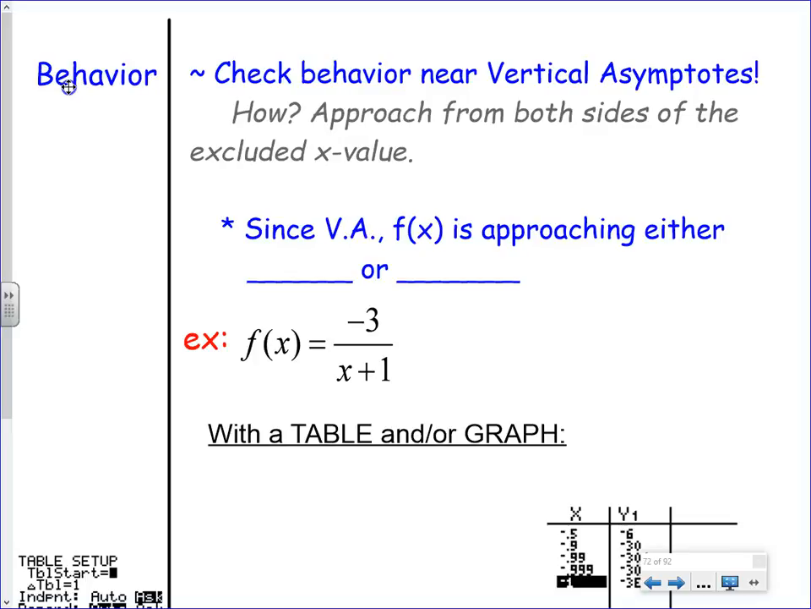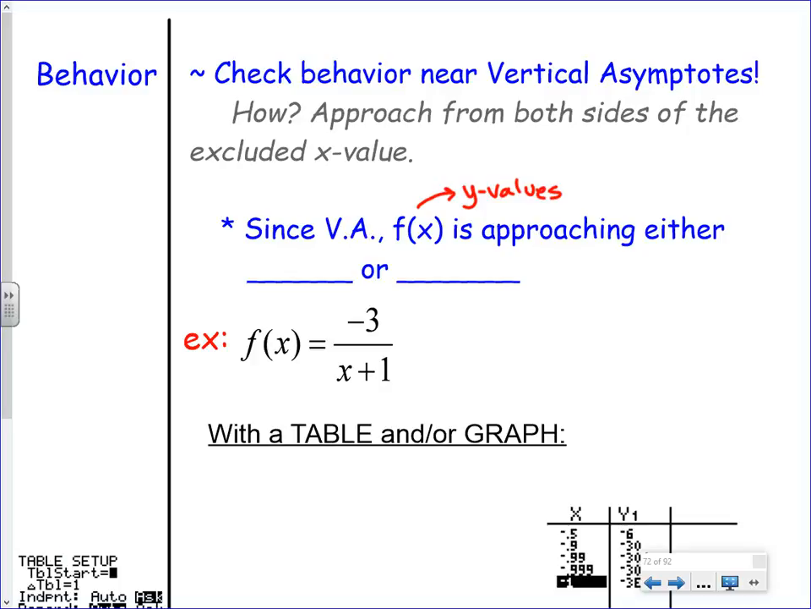But since the discontinuity is, what do I mean by VA? Vertical asymptote. Since I do have a vertical asymptote, f of x only has two choices as to what he can be doing. Wait, what are the f of x's standing for again? What kind of values? Y values. The heights. The heights have one of two options as to what they can approach.